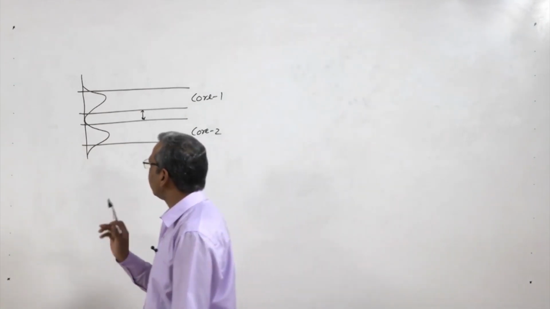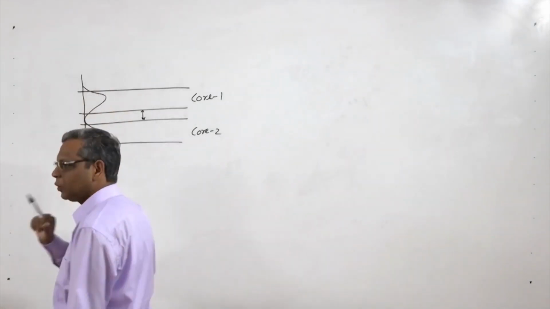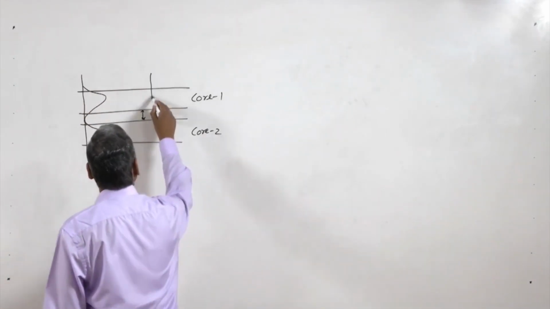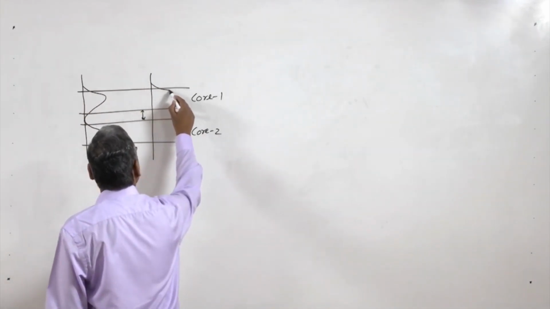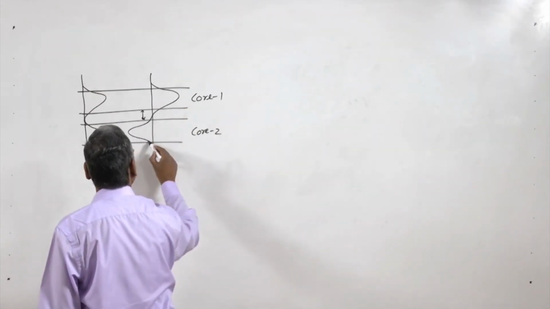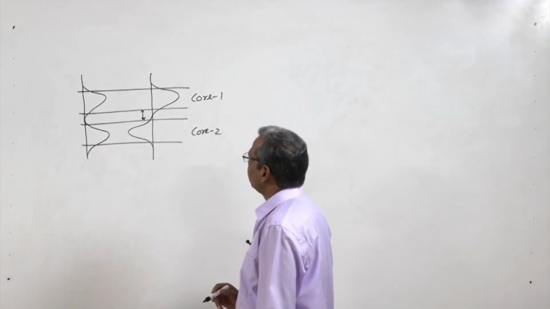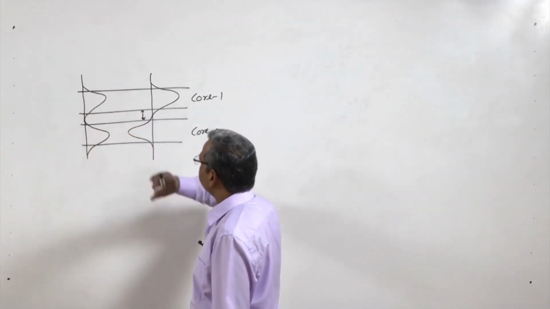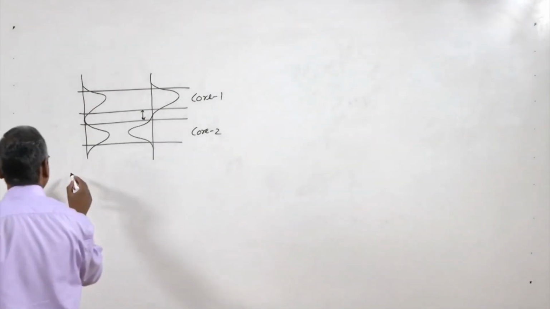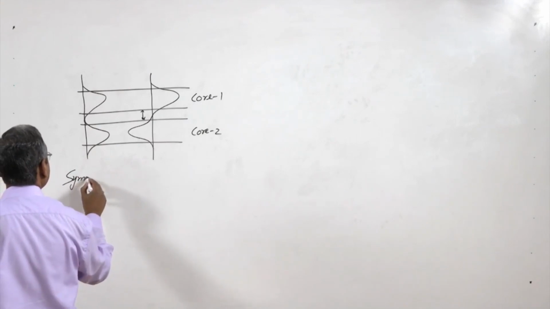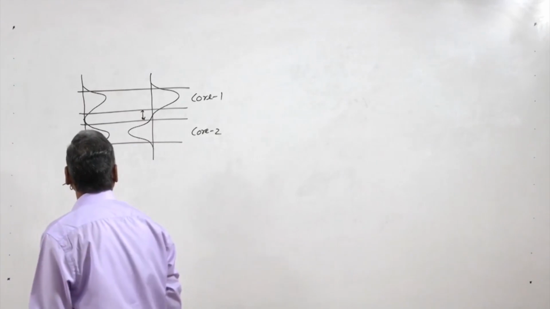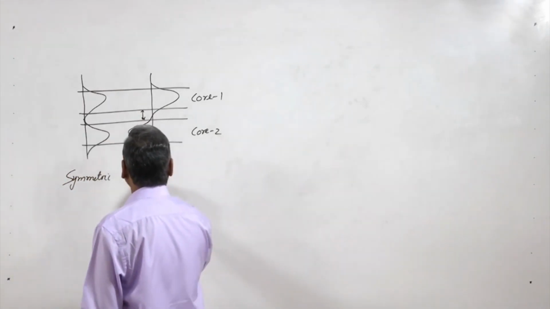So, there is a possibility of combining these two fields in two ways. One way is they combine like this, another way is that the field in one core is like this and in another core it is like this. So, these two fields may combine like this or like this. We can see that this is a symmetric field, this is symmetric about this point, the middle point, and this is anti-symmetric.